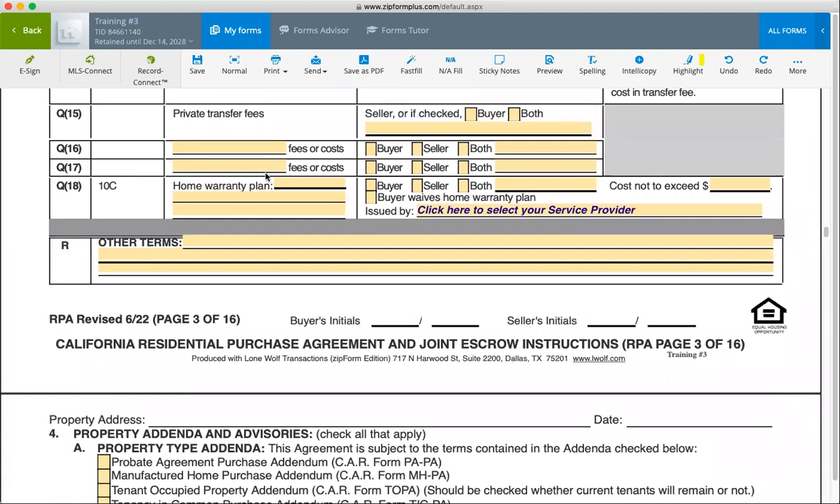And other fees or costs could be listed here. Finally, under Q18, there's a home warranty plan. The buyer may pay for it, the seller may pay for it.